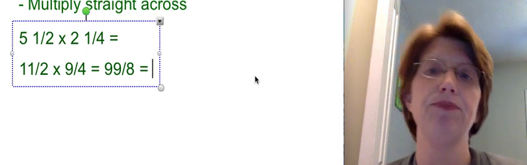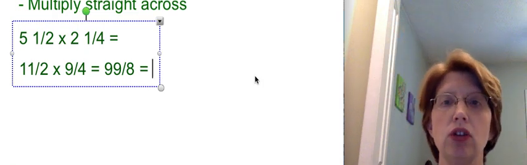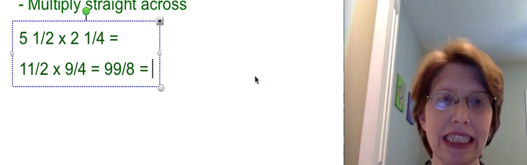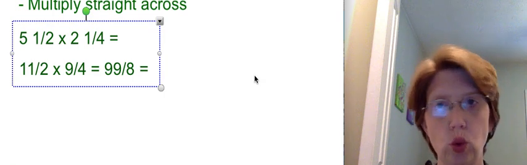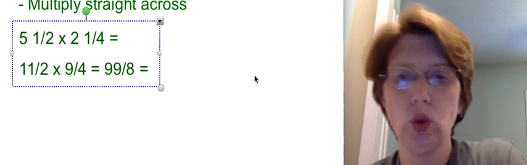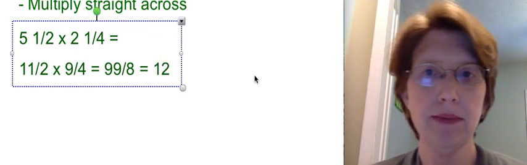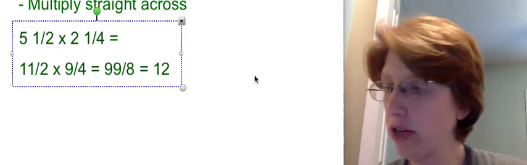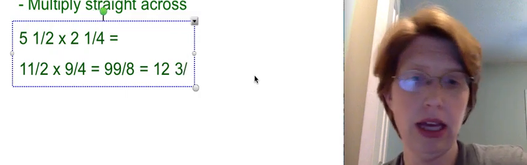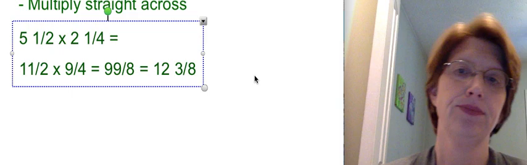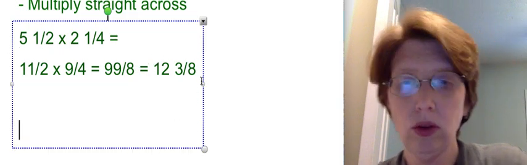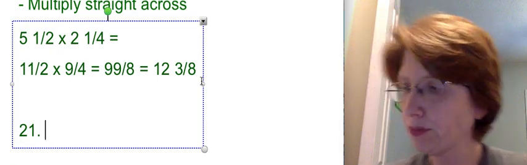Now let's fix it. 8 goes into 99 how many times? 12 times, right? Because 12 times 8 is 96. So what's my remainder? 3/8. Okay?